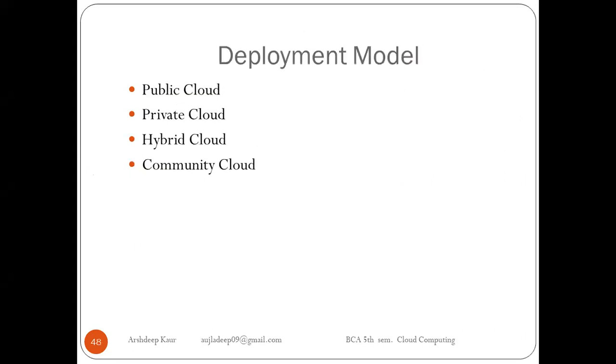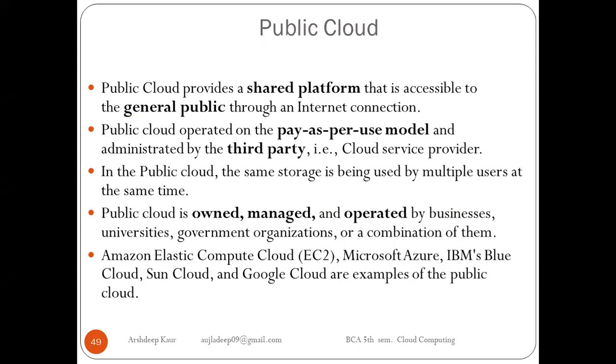Next topic is deployment model. In this, we have 4 types of models: public cloud, private cloud, hybrid cloud, and community cloud. Public cloud means that cloud, that space is visible to everyone because it's public. So anyone can access it.